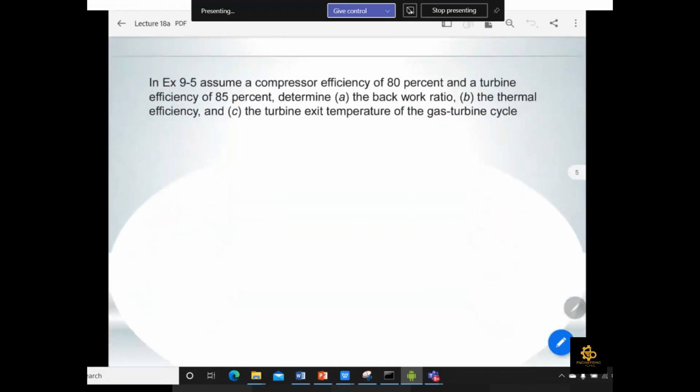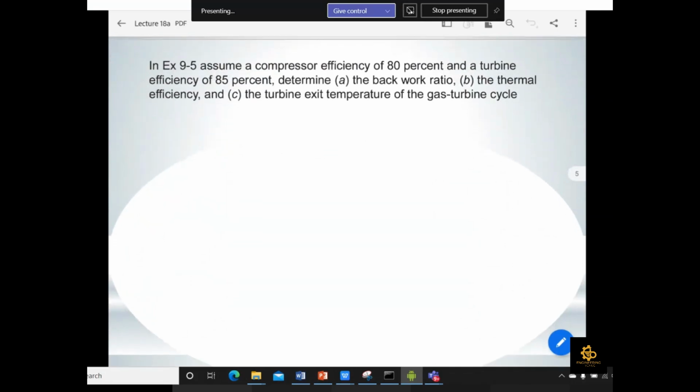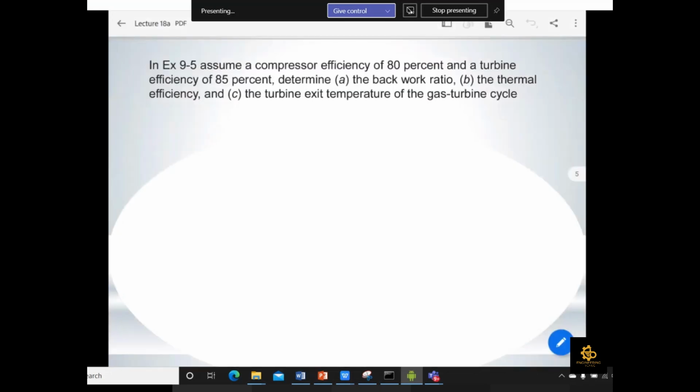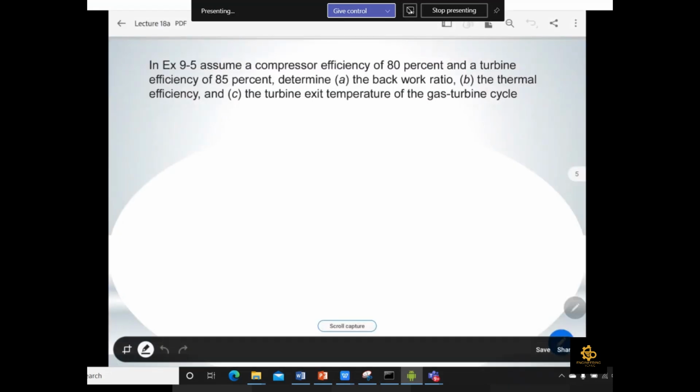Okay, so this is example 9-6 from your book. In this example we have to use the same data from example 9-5. In example 9-5 we already solved this problem by using the isentropic process, meaning there was isentropic compression and isentropic expansion. So we have to use the same data.